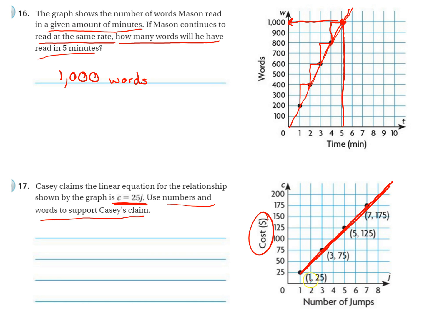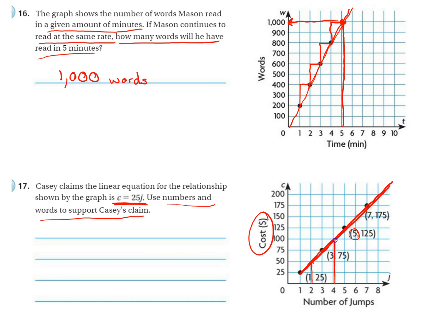So if we plug in 1 for J, 1 times 25 is 25, that's true. If I plug in 3 for J, 3 times 25 is 75, that's true. If I plug in 5 for J, 5 times 25 is 125, that's true. Okay, so it looks like Casey's claim is correct, but let's try to prove it. So for example, if it's 2, we should get 50. Now that looks like it's where it ends up on the line.